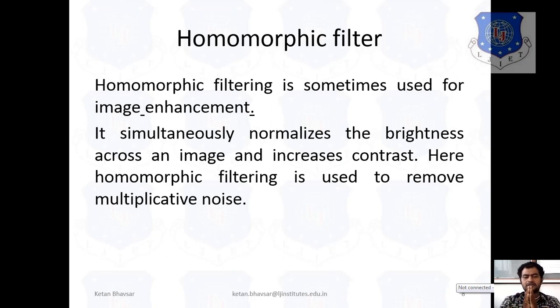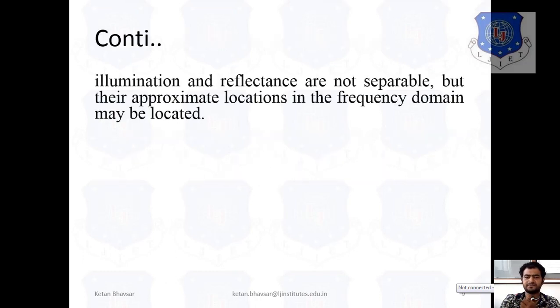It simultaneously normalizes the brightness across an image and increases the contrast. So when we're talking about specifically increasing the contrast of the data, or trying to remove the frequency of the content, or increase the data rate, the homomorphic filter is generally used to remove the multiplicative noise. So this filter is also used to remove different types of noises from the image.